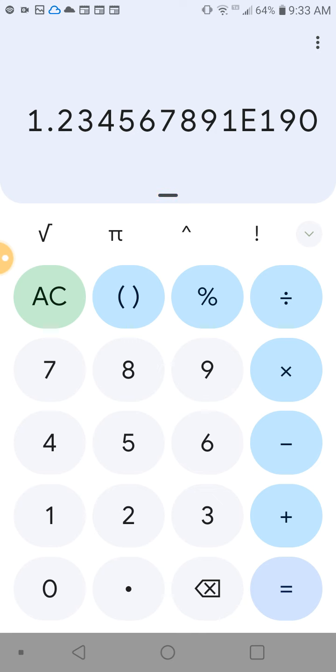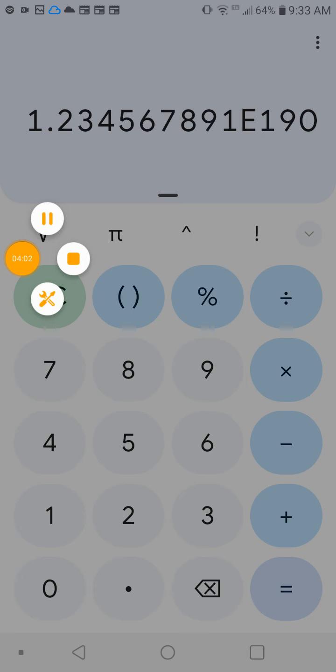Oh my gosh, what is that? 1.2345678911E190.